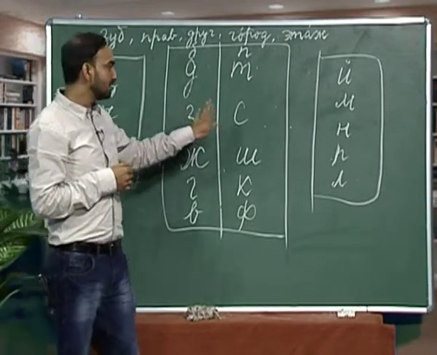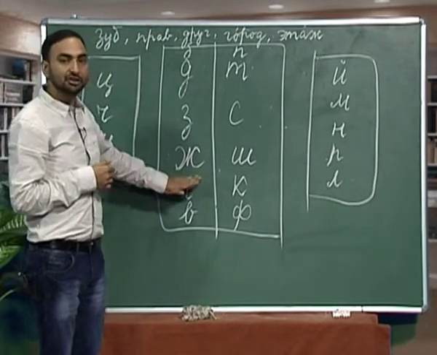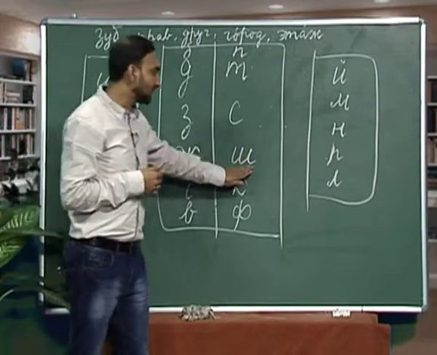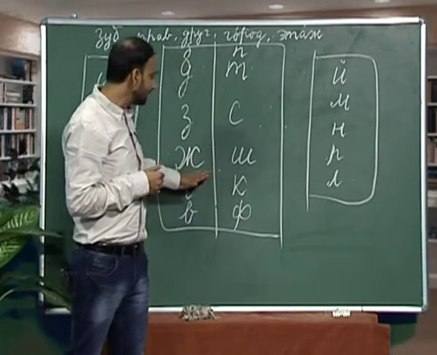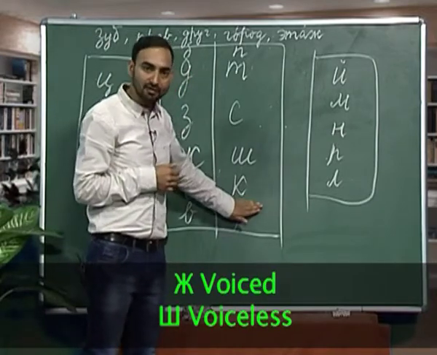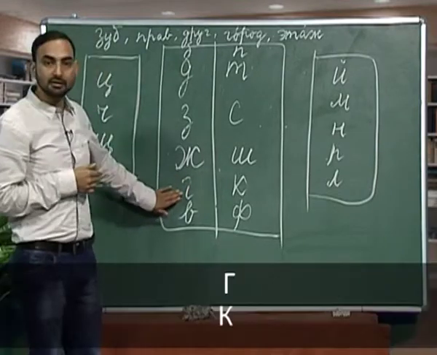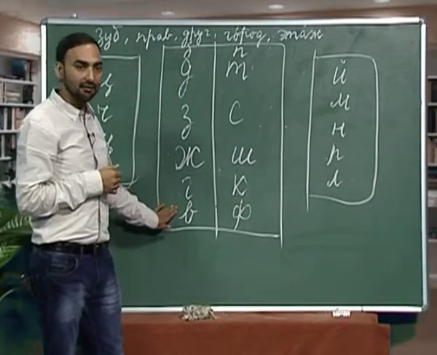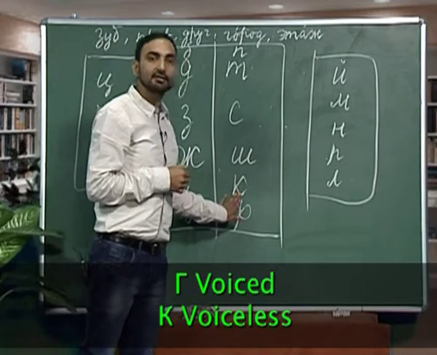Z, S we have already discussed previously. The next we have is Zh and Sh. Again the place of articulation is the same, but Zh is a voiced consonant and Sh is a voiceless consonant. The next pair that we have is G and K. Both are velar sounds, but G is voiced and K is its voiceless counterpart.